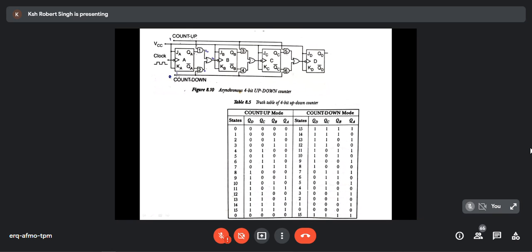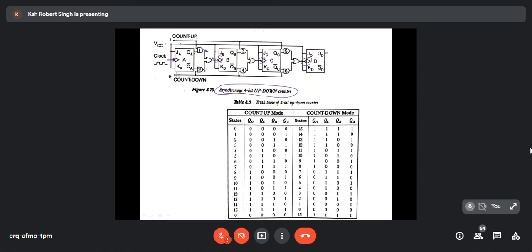Okay, now let us see this one. Don't think that this is very difficult. This is asynchronous. Asynchronous means what? See, the clock is given only here, at the first one, and we don't have anything at the consecutive flip-flops.